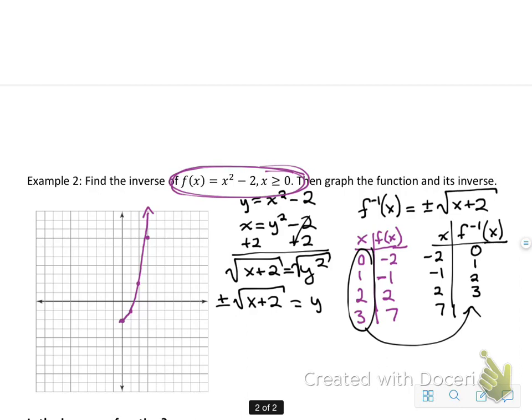We go to (-2, 0), (-1, 1), (2, 2), and (7, 3). So 1, 2, 3, 4, 5, 6. Sorry, 1, 2, 3, 4, 5, 6, 7, and 3. So that is our function.